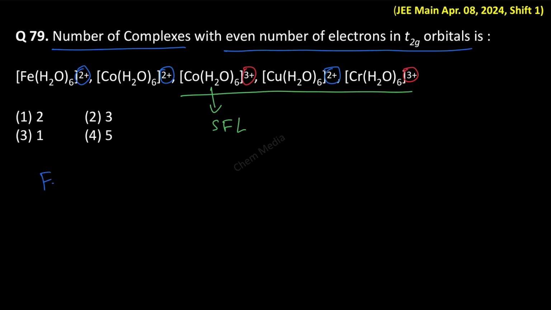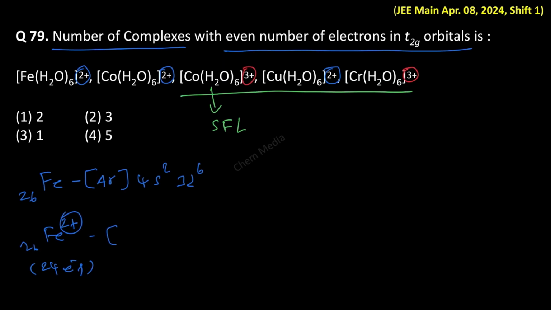For Fe, we know that atomic number is 26. So therefore, when it is neutral, the electronic configuration is argon and then 4s2 3d6. However, when it is Fe2 plus, we are going to have only 24 electrons. We need to remove 2 electrons. Therefore, now the electronic configuration is argon and then 3d6. 4s2 is the outer shell with the n value equal to 4. So therefore, those electrons should be removed.